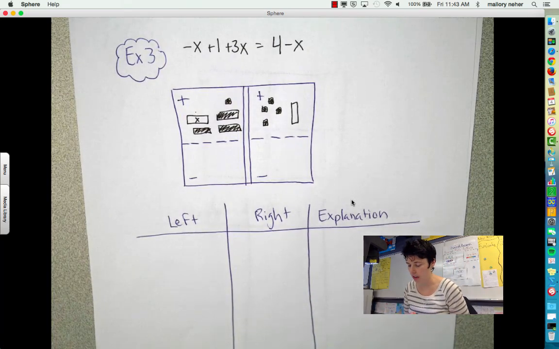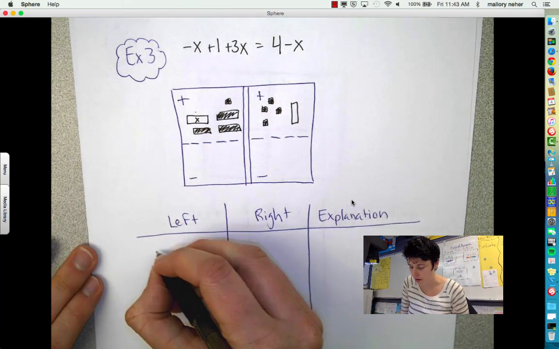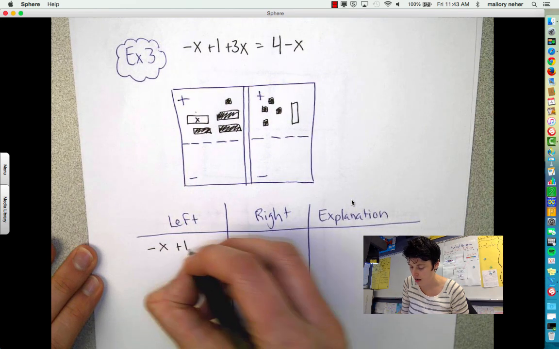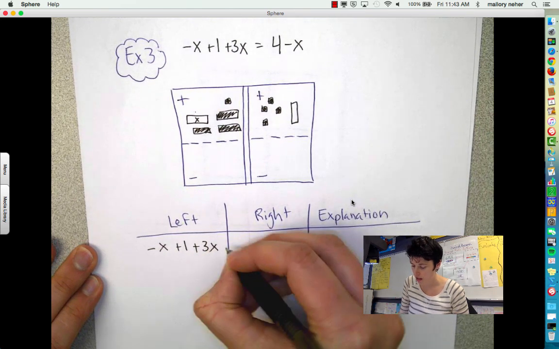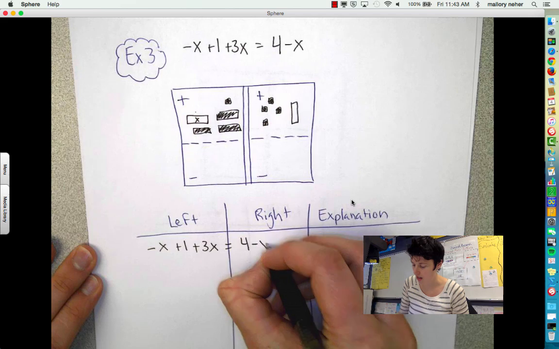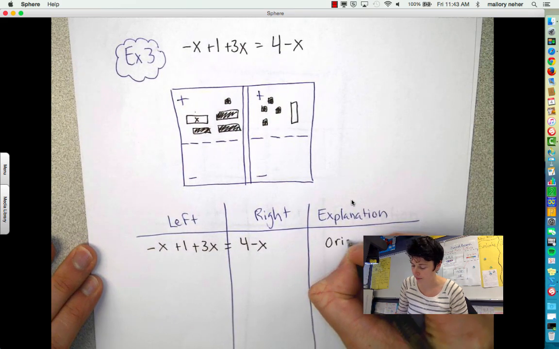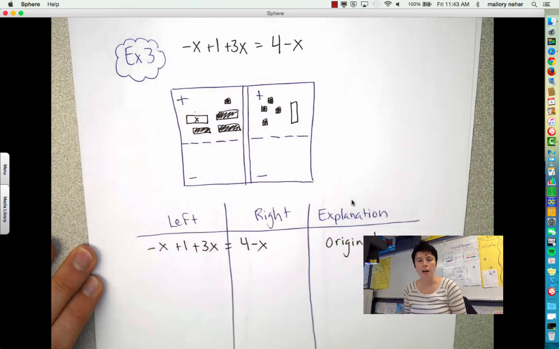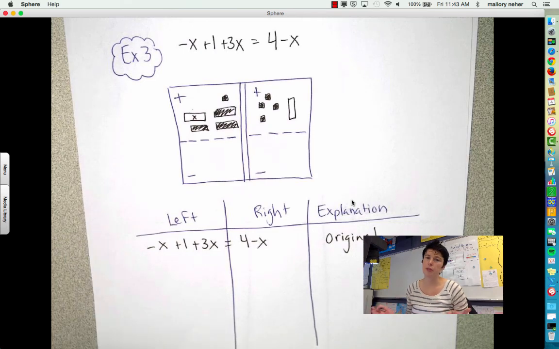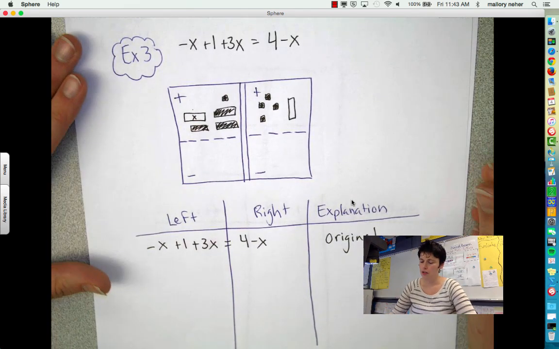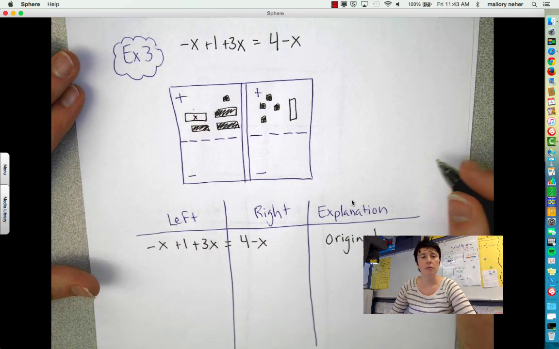So I have it all drawn. Now I'm going to write it down here as my original: negative x plus 1 plus 3x equals 4 minus x. And that's my original problem. And now I'm going to go through those legal moves. Flip, zero, balance. So let's see, flip, zero, balance. I could start wherever I want.